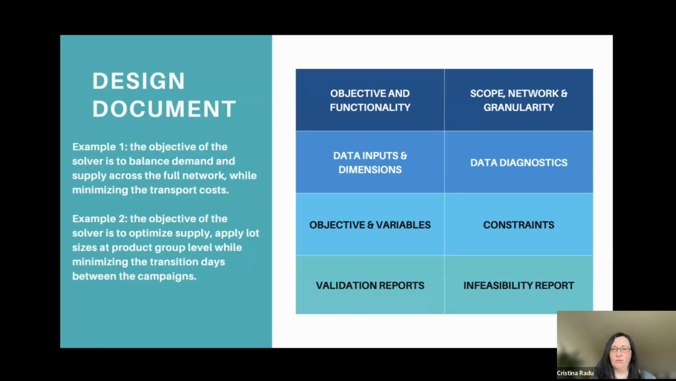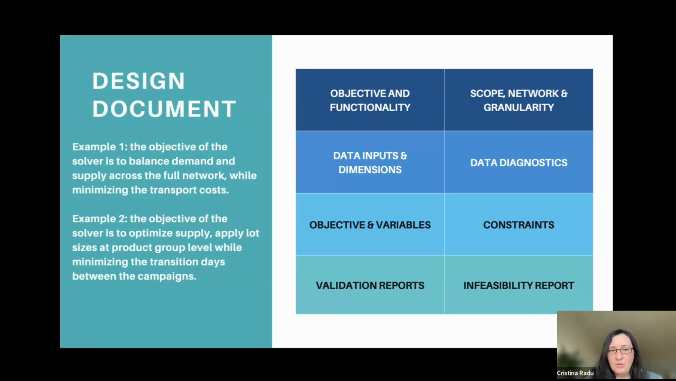What is the objective of the solver? What does the solver do? So we know it balances demand and supply across the full network. And the focus is I want to minimize the transportation cost. So this is a cost optimization. The second example, again, I balance demand and supply, but I also have lot sizes at product group level, which means that I also need to minimize the transition days between the campaigns. And this is like a different problem, right?